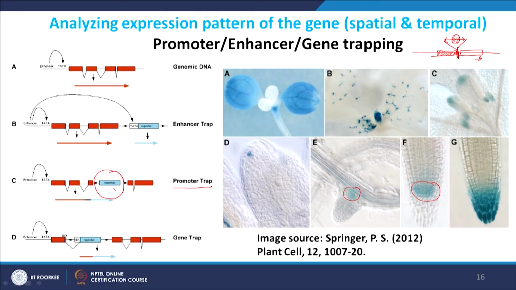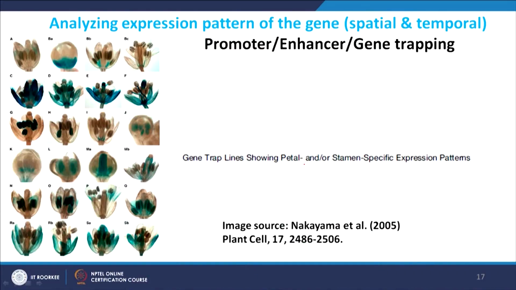Since you know the T-DNA sequence, you can use molecular biology based techniques to map the site of integration, and then you can identify a gene for functional study. Here is one very good example where lines have been identified which show expression in either petal or stamen, and some of them are expressed in both petal and stamen.